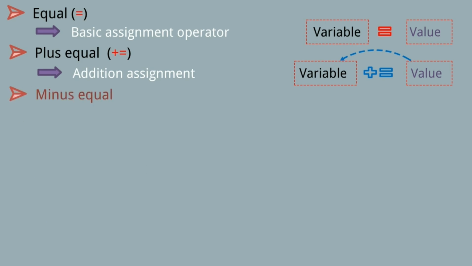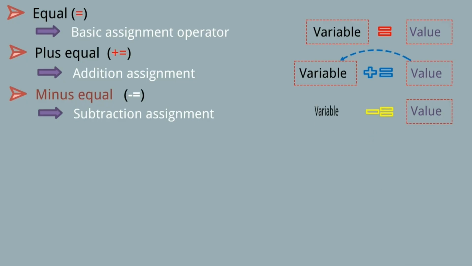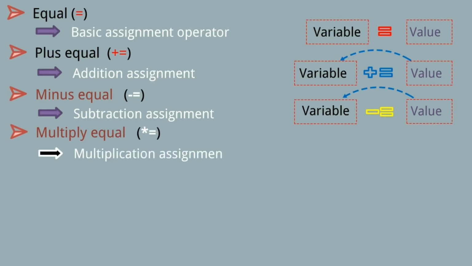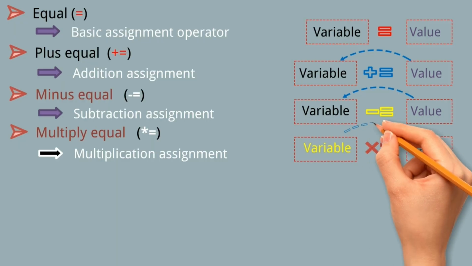Then there is minus equal, which is a subtraction assignment, which subtracts the value on the right side of the operator from the variable on the left side and assigns the result to the variable. Then the next one is multiply equal, which is a multiplication assignment, which multiplies the variable on the left side by the value on the right side of the operator and assigns the result to the variable.